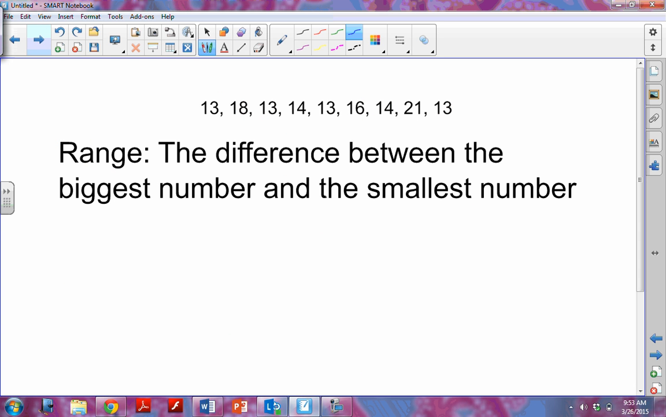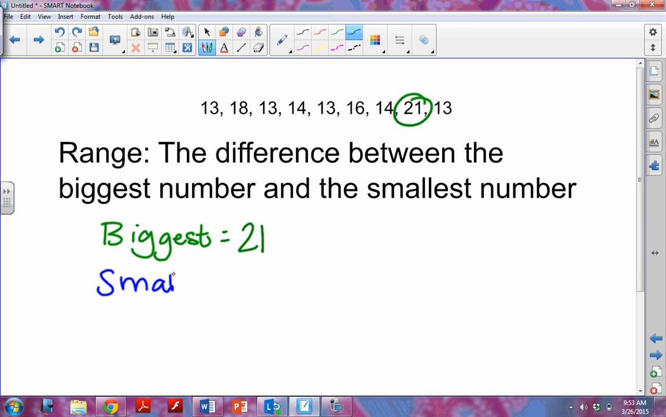The last thing we're going to talk about is the range. It's the difference between the biggest number and the smallest number. So let's take a look. My biggest number here is 21. My smallest number is 13. Even though there are multiple 13s, I only need to take care of the one.